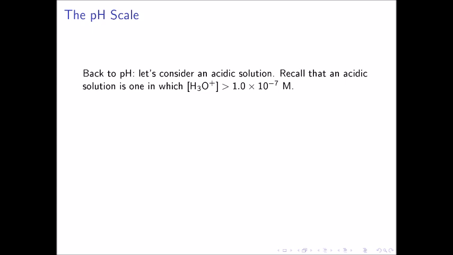Let's return to the pH scale. First, we're going to consider an acidic solution. Recall that an acidic solution is one in which the hydronium ion concentration is greater than 1 times 10 to the negative 7 molar.